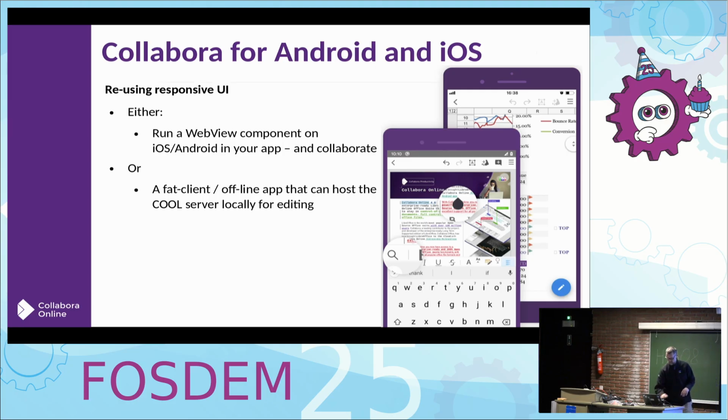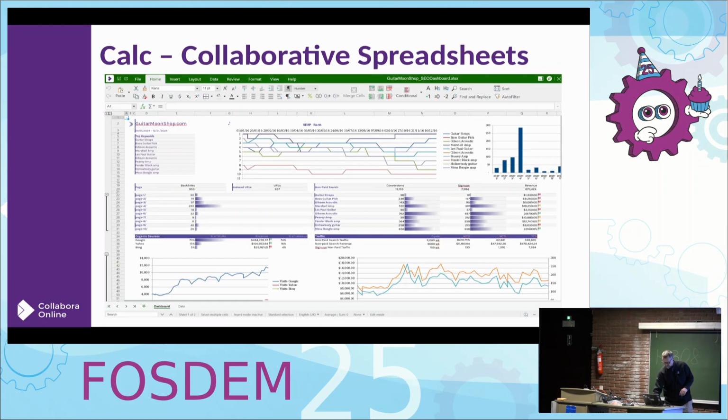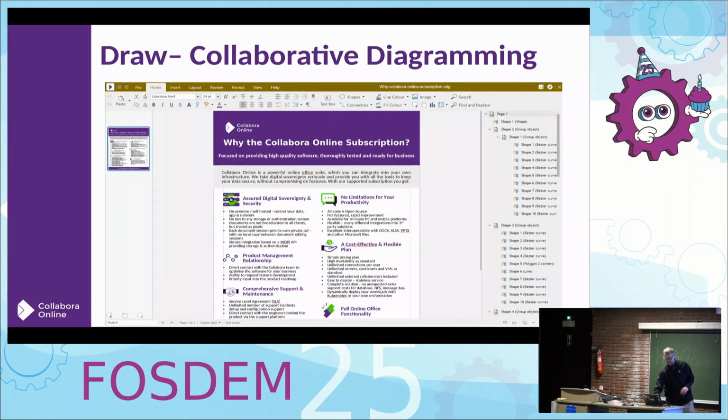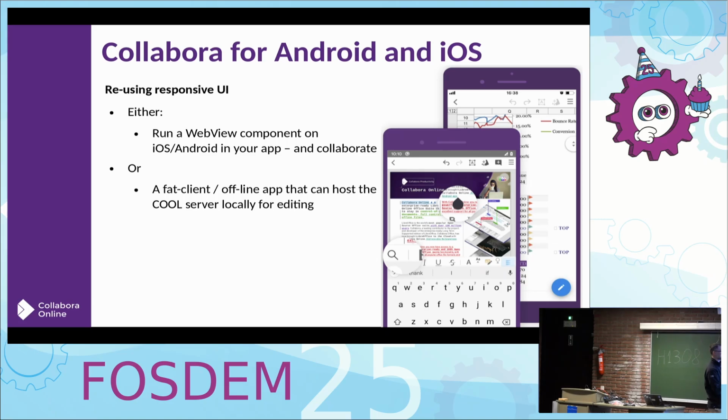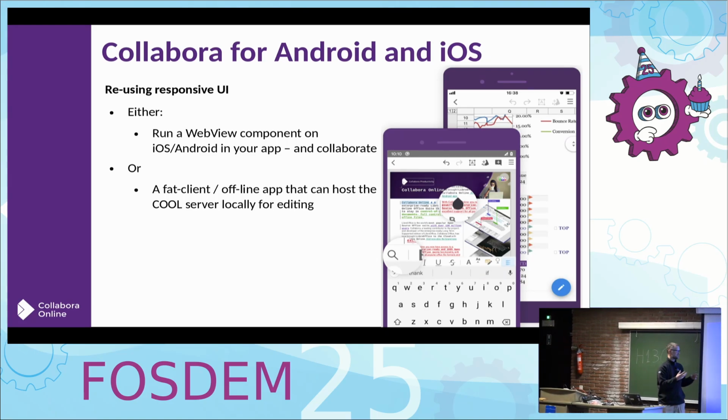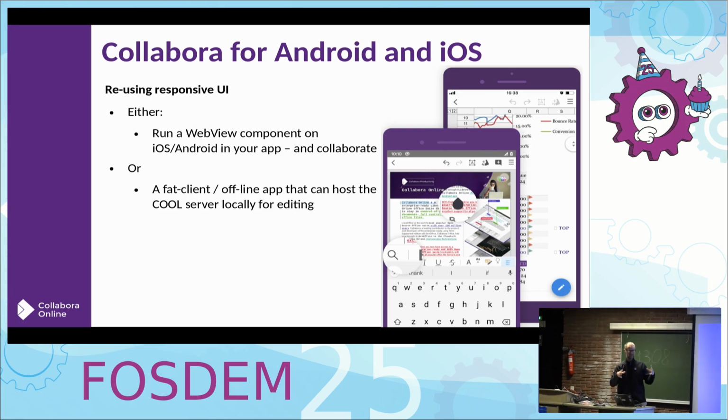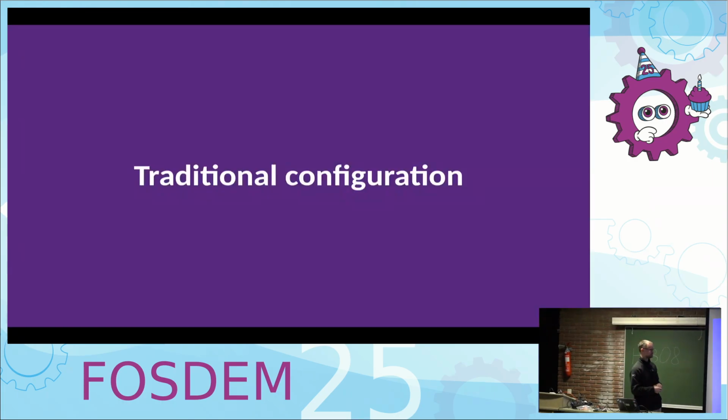Actually, the mobile phone UI is effectively the sidebar. So there's a sidebar panel in the desktop PC version, and we can wrap that and turn that into this very nice one-handed formatting and properties UI. And you can either run that as a web view component, so you can suck that in. I think the Nextcloud app does this. So you can then collaborate inside that application very seamlessly and build that into your app. Or you can have a Fat Client app that brings essentially the server, the LibreOffice code base, running offline on your device. So that's pretty nice.